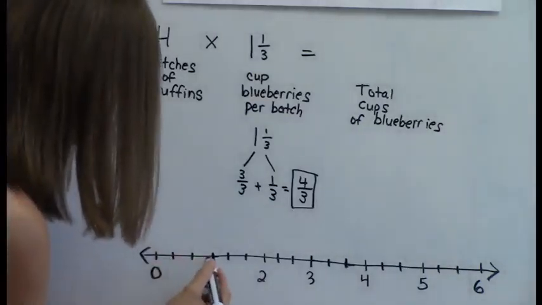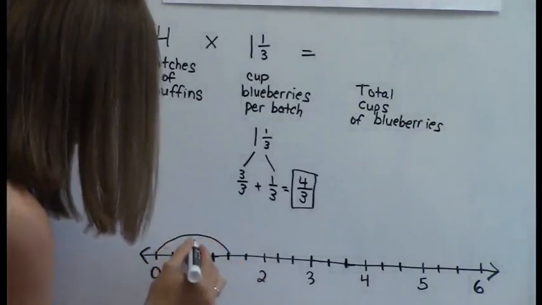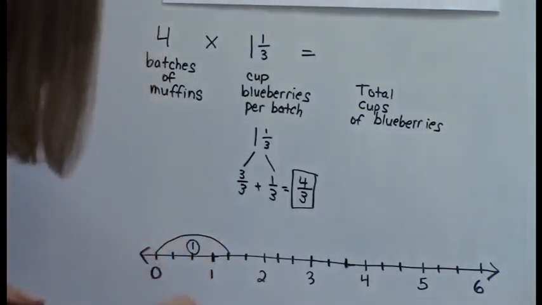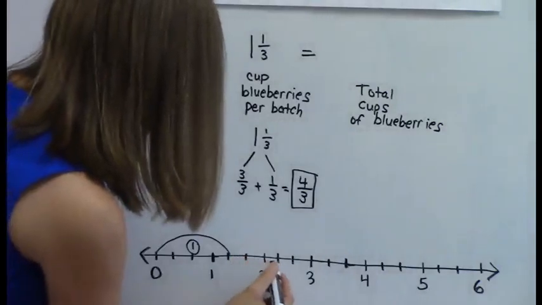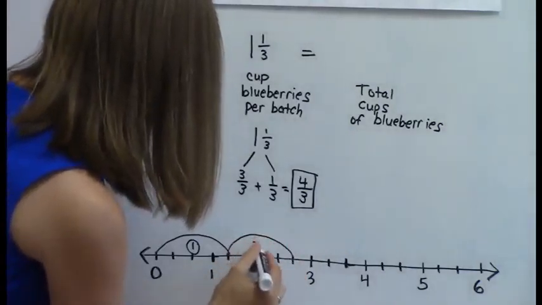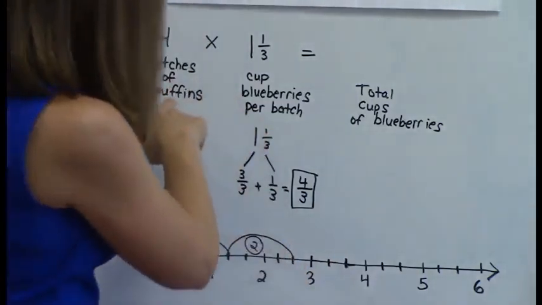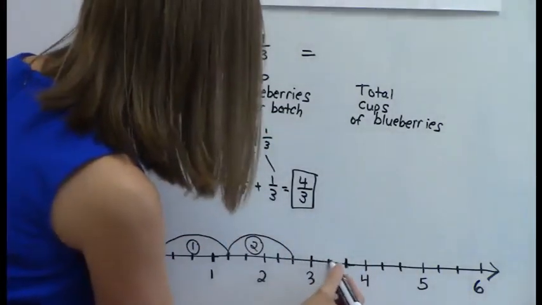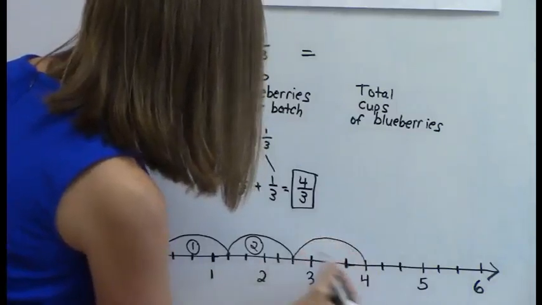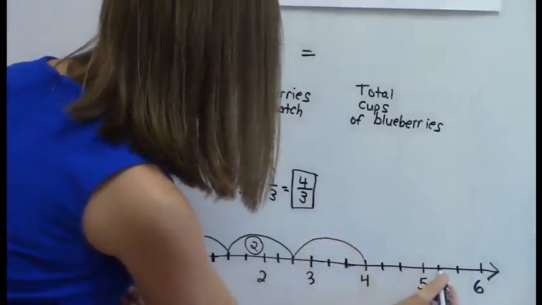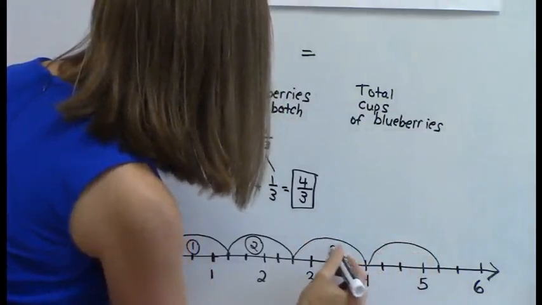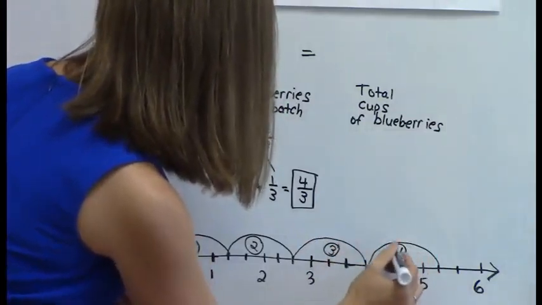1, 2, 3, 4. That's going to be the first batch of muffins. 1, 2, 3, 4. Second batch. And continue doing the same until we've done all 4 batches. 1, 2, 3, 4. And label those as the third and fourth batches.